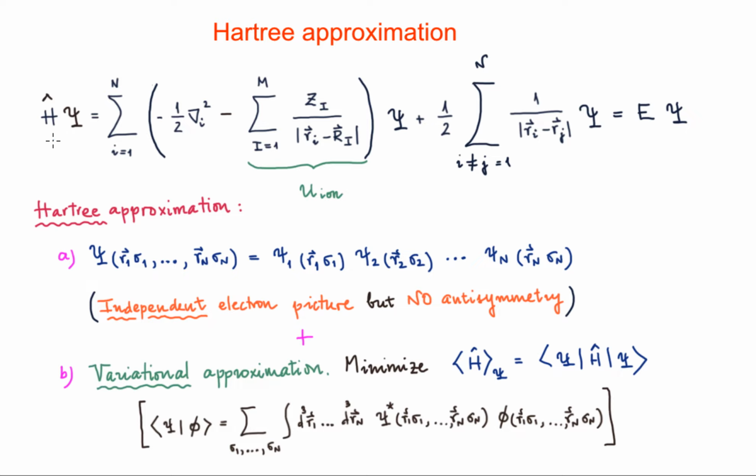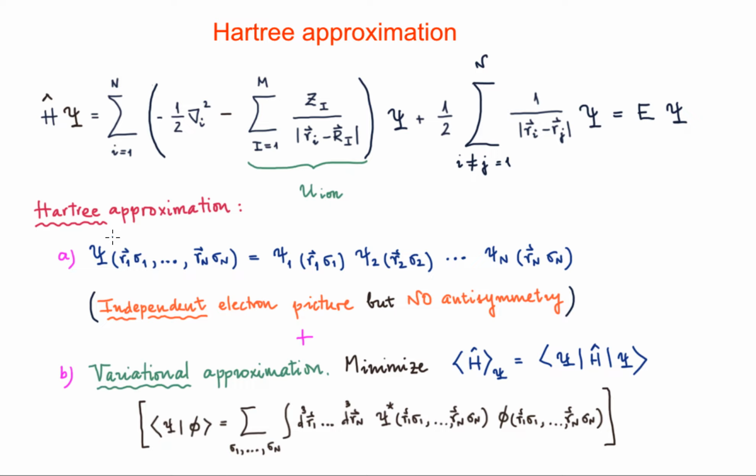Let me remind you that our first goal is to get the eigenstates and eigenvalues of the Hamiltonian. This is the complete Hamiltonian we have in our system. Here we have the kinetic energy associated to the electrons. We have the electron-ion interaction, which we usually call U ion. Here we have the electron-electron interaction. The ion-ion interaction doesn't appear because it is basically just a constant and it's not important to get the wave functions. So within the Hartree approximation, we have two important features.